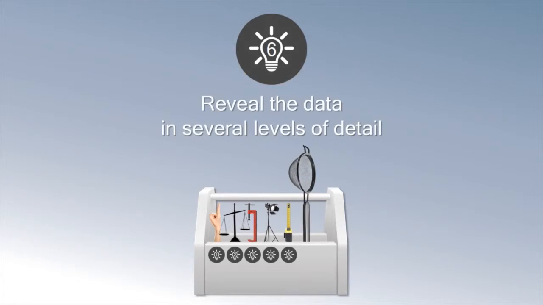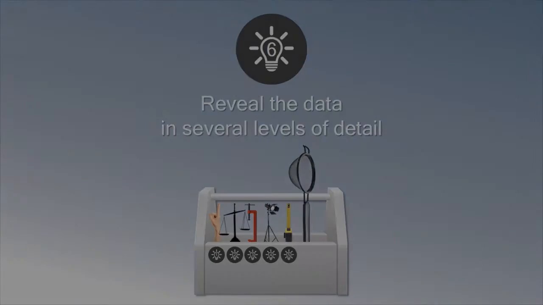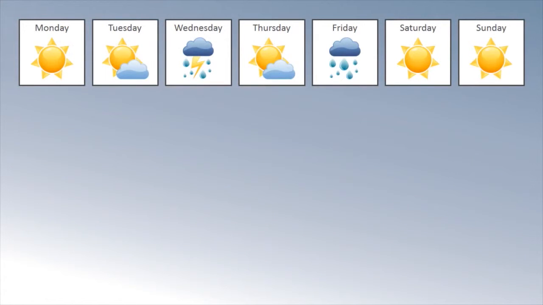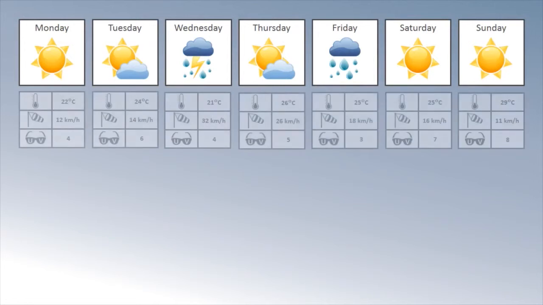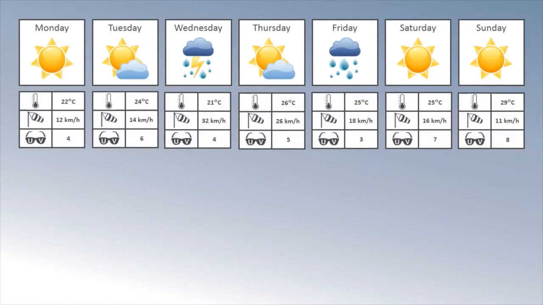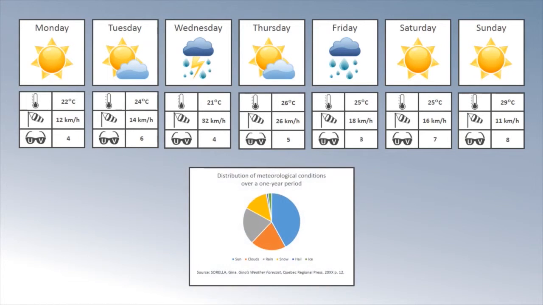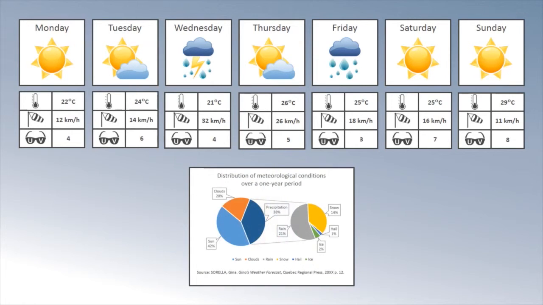Tip number 6. Reveal the data in several levels of detail. That way, people who consult your charts can focus only on the fundamental part of the information, or they can explore the fine structure if the content interests them. This is one of the advantages of what are called pie of pie charts, which enhance the legibility of small percentages by combining them into one sector that is then subdivided into a second level of detail.